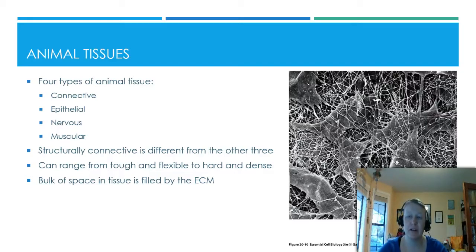So we're going to look at connective tissue over the next couple slides. But it's important that you understand that there are 4 types. We're just going to look at connective for the moment. And they can range in all sorts of toughness and flexibility, from being very flexible like your skin to being really tough and dense like your bones. It just depends on what we need that tissue to be.